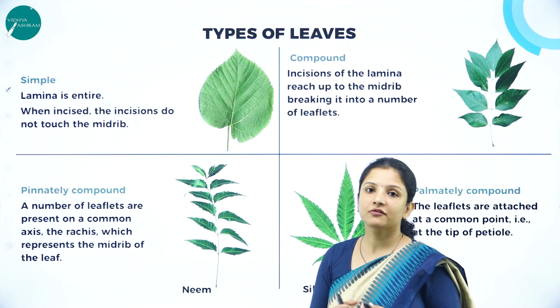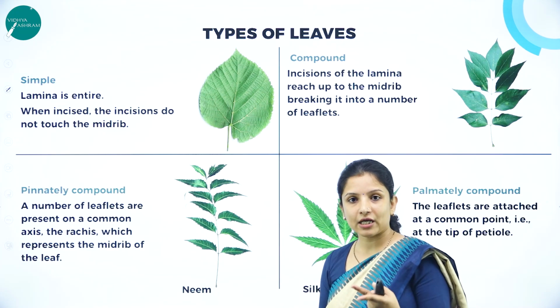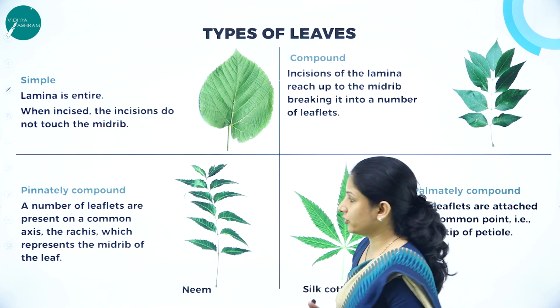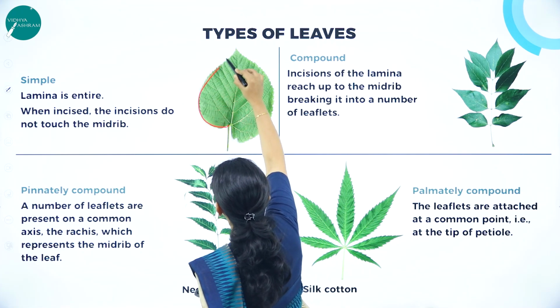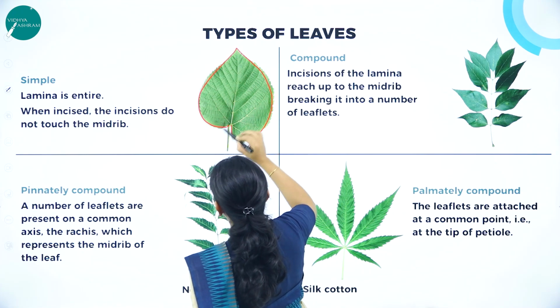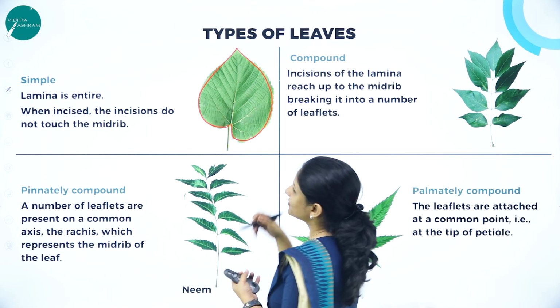Next, talking about the different types of leaves. There are two types of leaves: simple leaves and compound leaves. Simple leaves means the lamina is entire. If you can see here, the entire lamina is there. The lamina is entire and there are no incisions.